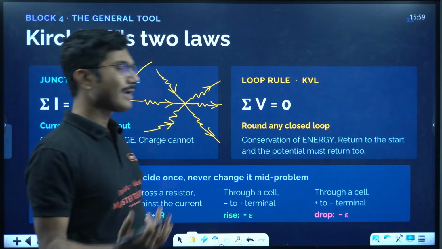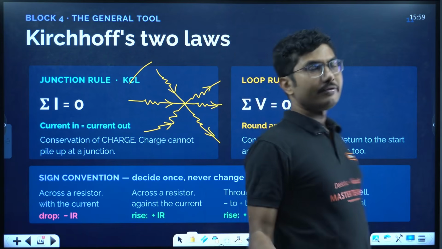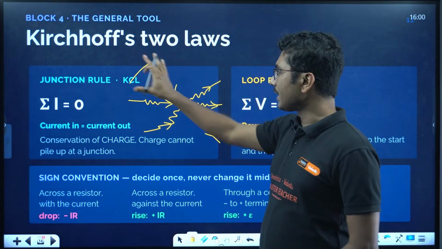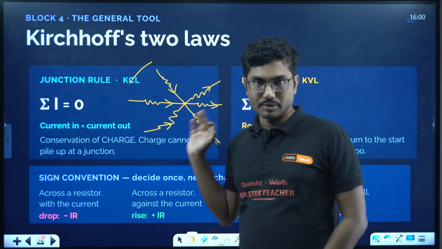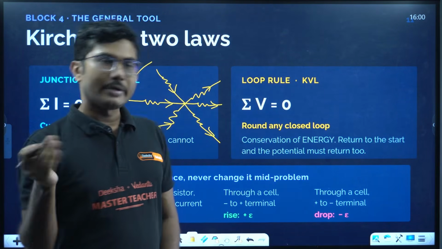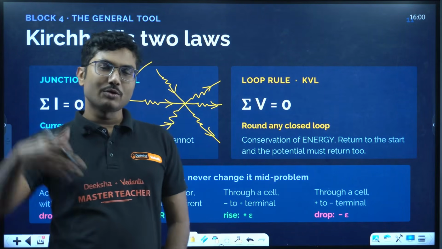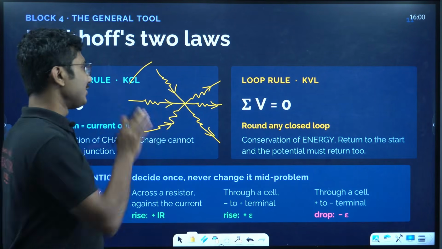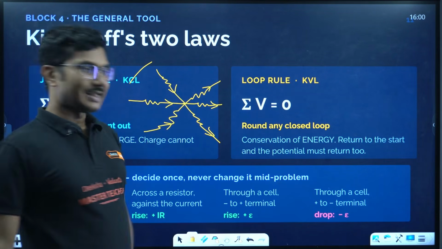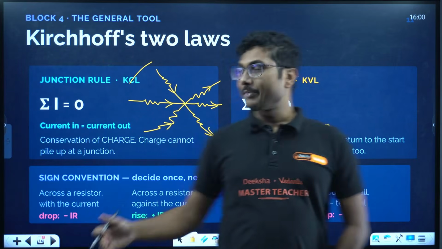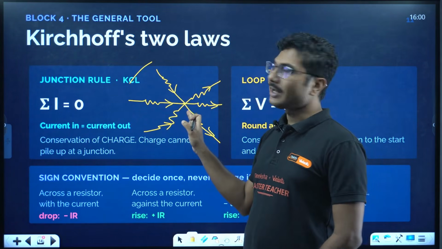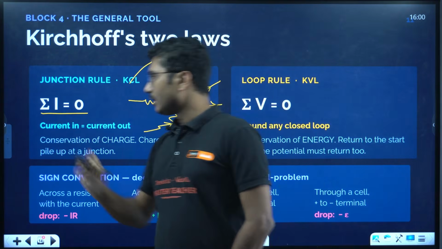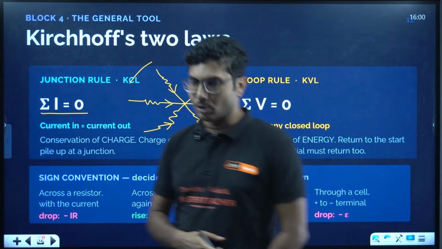That comes from the fact that charge is conserved. So whatever charge is coming in, that charge has to go out. Charge cannot stay behind. It's not happening like that. Whatever charge is coming, that same amount of charge has to go out. That means at a junction, the incoming current should equal the outgoing current. So sum of I equals 0.